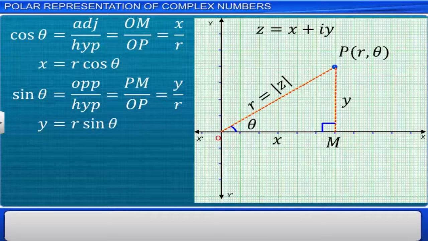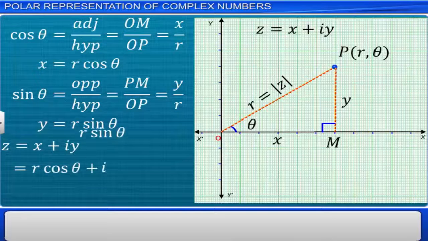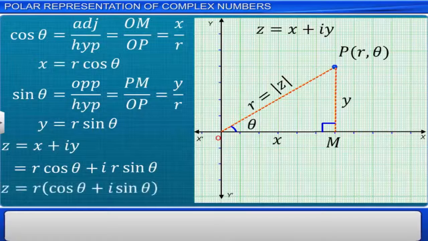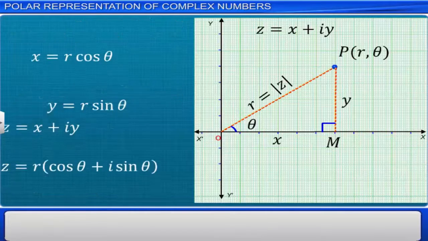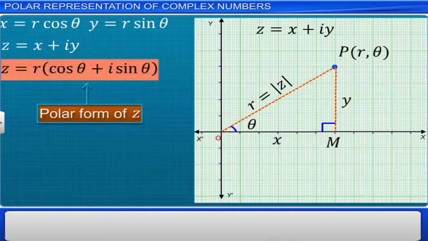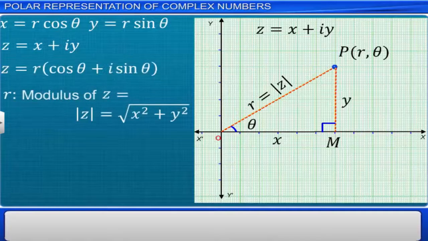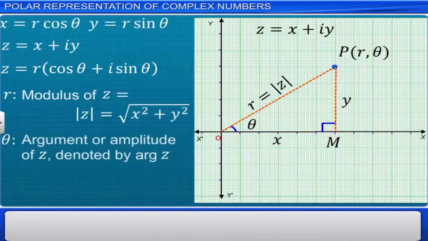By using these results, the complex number z equal to x plus iy can be written as r cos theta plus ir sin theta. By taking r as common, we get r multiplied by cos theta plus i sin theta. This is called the polar form of the complex number. Here r is equal to the modulus of z, which is equal to the square root of x squared plus y squared, and theta is called the argument or amplitude of the complex number.